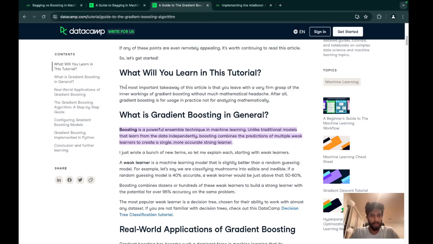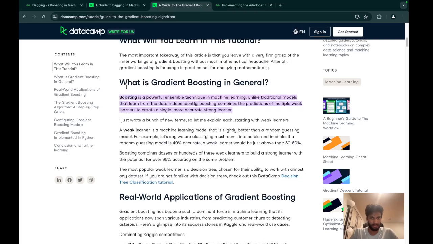What will you learn in this tutorial? The most important takeaway of this article is that you leave with a very firm grasp of the inner workings of gradient boosting without much mathematical headache. After all, gradient boosting is for usage in practice and not for analyzing mathematically.